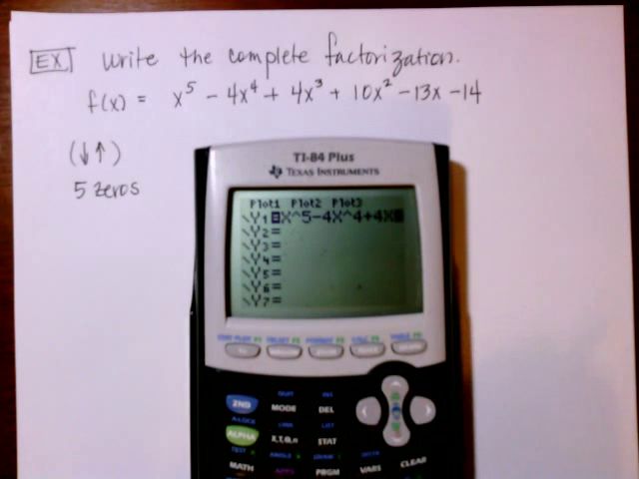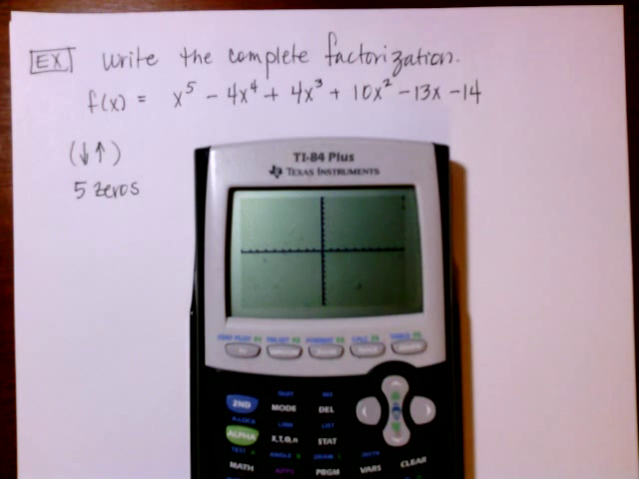Plus 4x to the third, go back to the third, and then plus 10x squared minus 13x, and then minus 14. Check to make sure I didn't mess anything up. 4x to the third, 10x squared. I think I'm good, and I'm going to graph it.